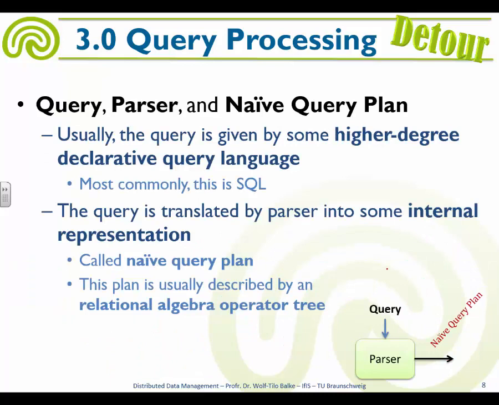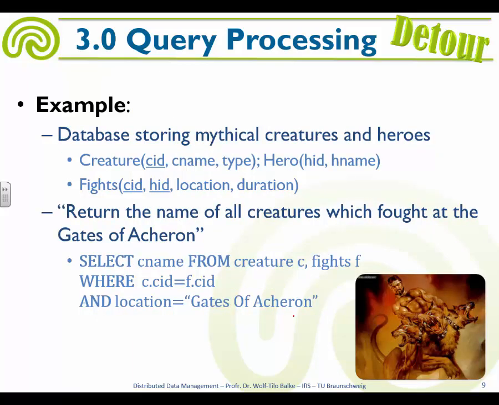So the first one, we have the query, then we have a parser, take the query to some sort of form SQL, and then we go to a naive query plan. What is important to notice here is that what we want to do is to build a tree where we have at the nodes the operators that we need in relational algebra. Because now the main difference is, let me give you an example to see that.